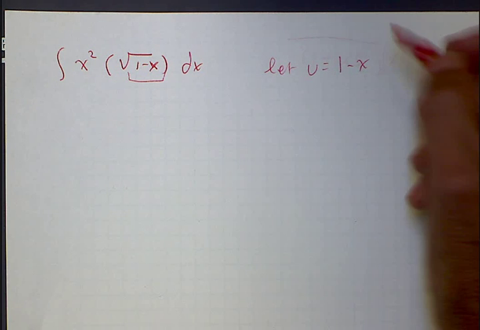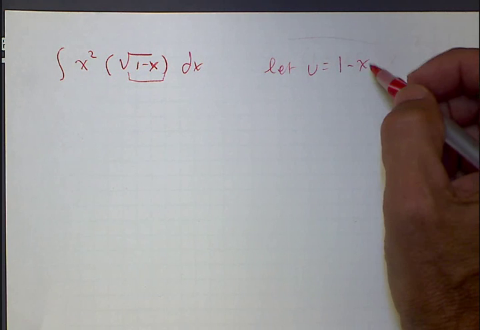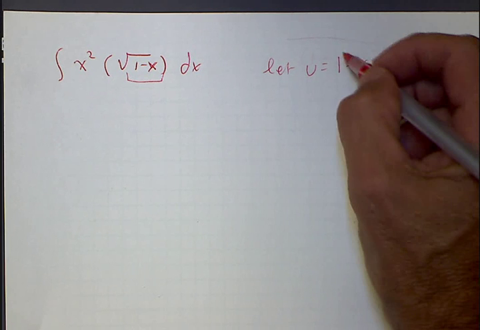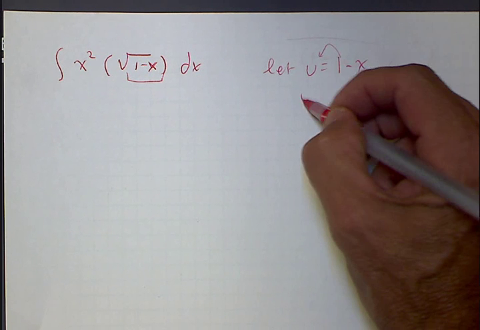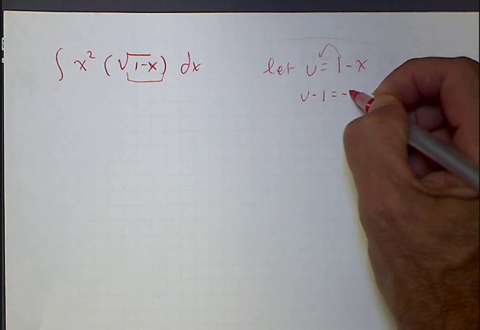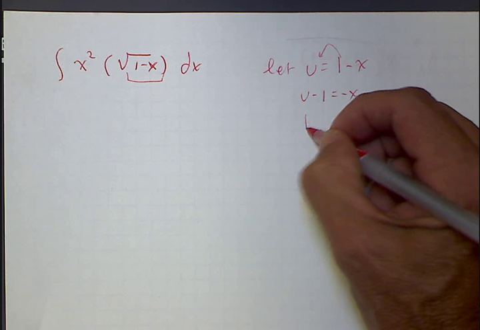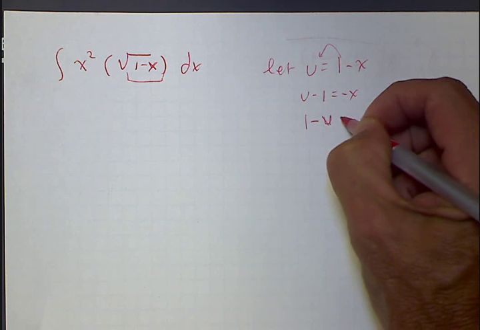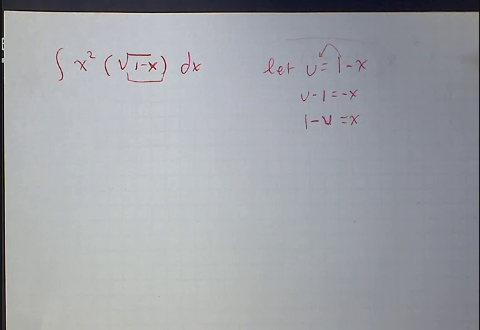So I'm going to solve this for x. I'll always do it this way. I'll solve this for x. So bring that over. Divide by -1. And so now I have x equals 1 minus u.